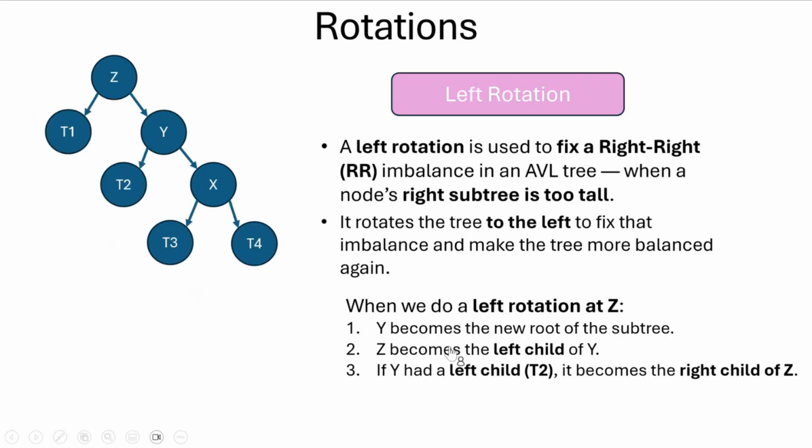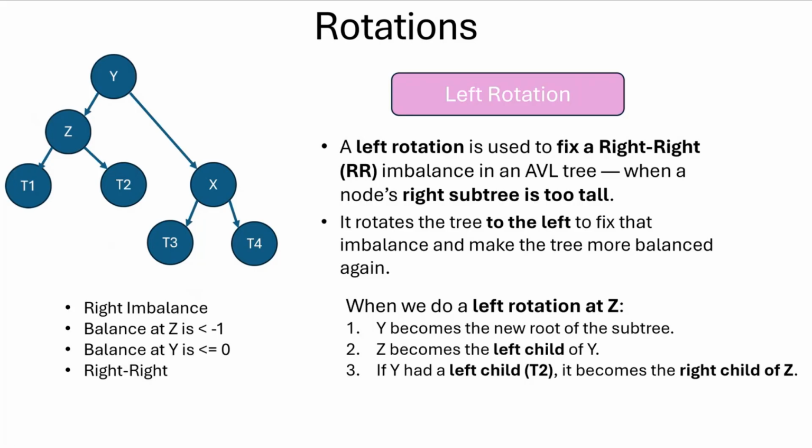And if Y had any left child, because Z becomes the left child of Y, then the link between Y and T2 is broken. So where will T2 go? Now T2 is less than Y, so it will be on the left side. But T2 was greater than Z. That's why it becomes the right child of Z. So it is the standard left rotation logic. Y became the new root, Z became the left child of Y, and the link between Y and T2 is broken. So if Y had any previous left child, then it becomes the right child of Z.